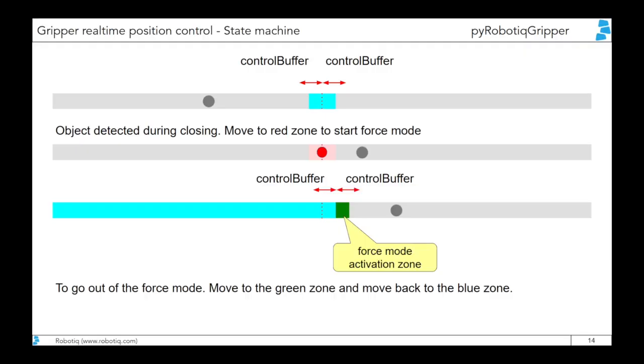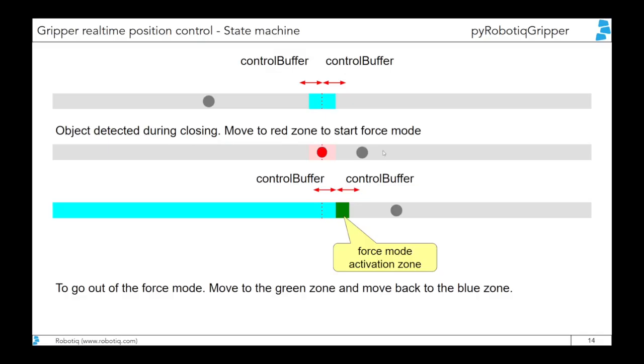Here you can see the different control ranges depending on the control mode of the function. In the first image, you can see the control zone when we are in free move. It's what we saw before. If we are at the center of the control zone, the gripper stays at its position. If we go above, it closes. If we go below, it's going to open.